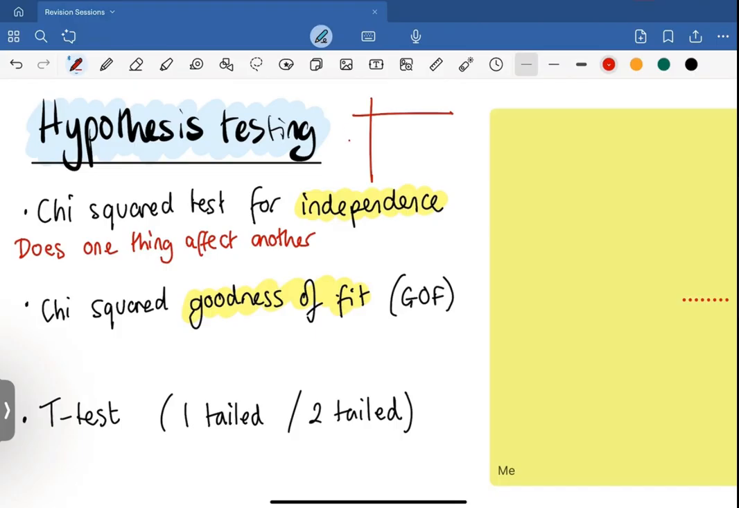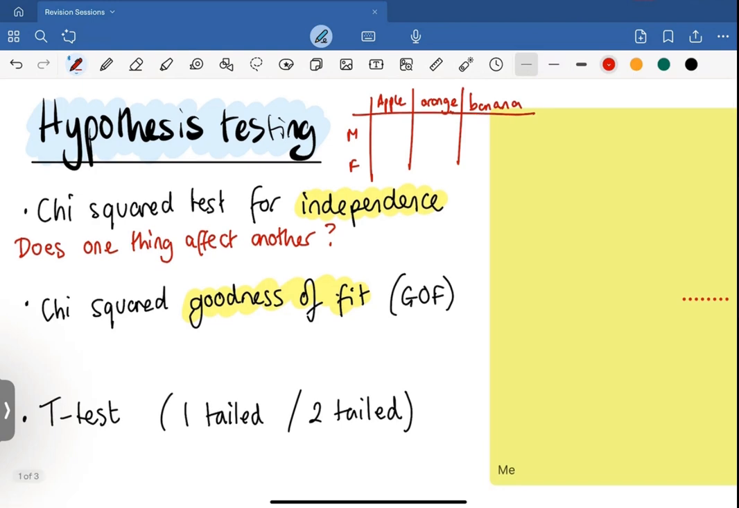So let's say it was, does gender, let's go with male and female, affect the type of favorite fruit or something? So you might have something like apple, orange, banana. Okay, so we can spot that one quite easily. So does one thing affect another? Are they independent?